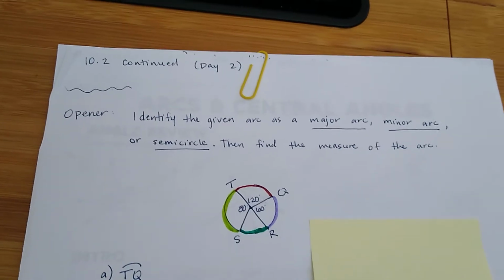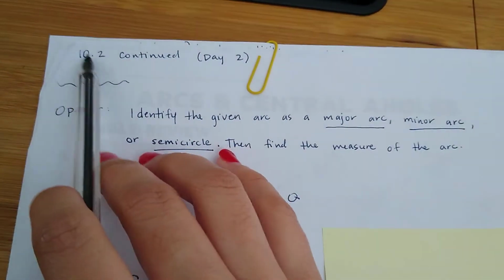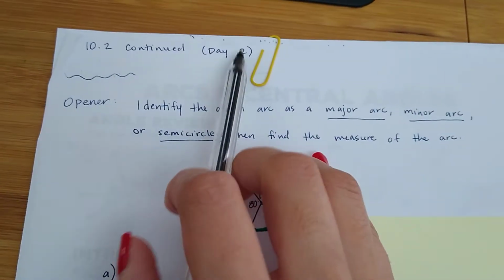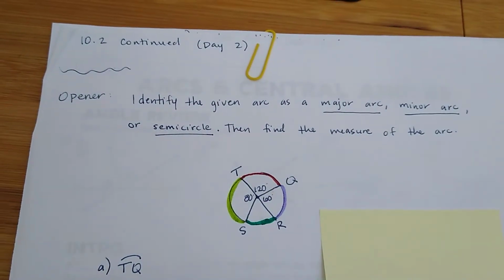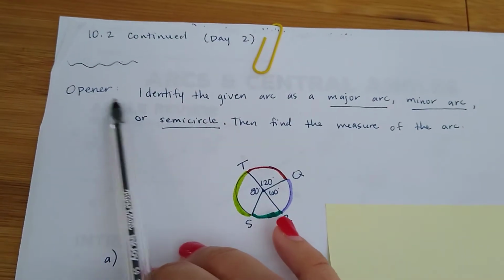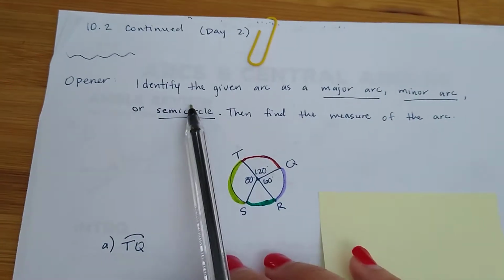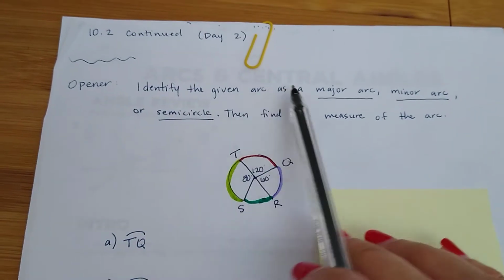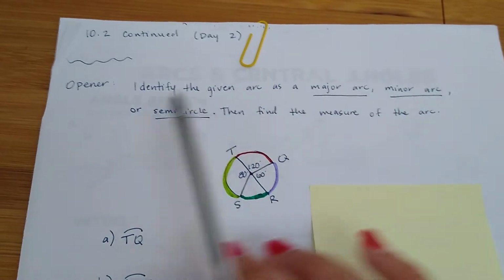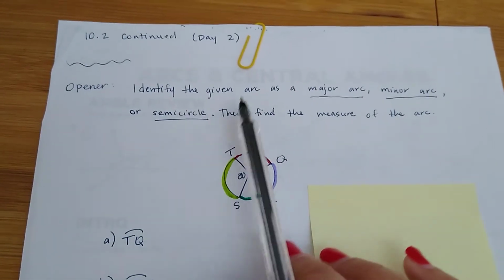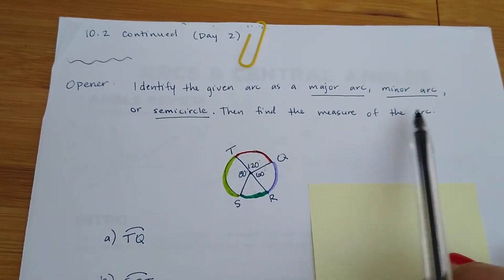So today we're gonna go ahead and continue with 10.2. This is the second part. Yesterday we did the first part of 10.2. So how I wanted to start off today, I wanted you to identify the given arcs as a major arc, a minor arc, or a semicircle. Then find the measure of each arc.